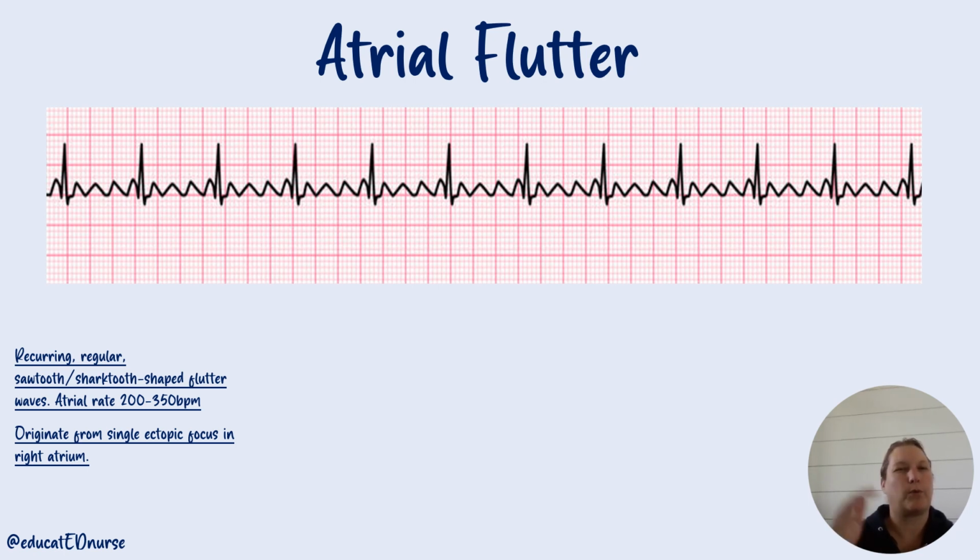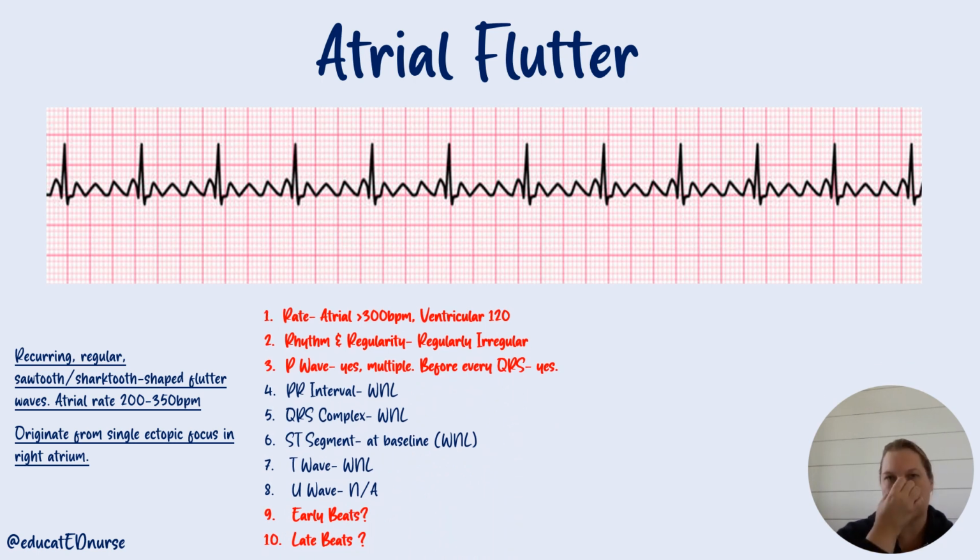So in atrial flutter, when we look at those 10 points to normal sinus rhythm, again, the rate's going to be high. The atrial rate's going to be greater than 300. In this particular situation, their ventricular rate is 120. So they are a little bit tachycardic with this.